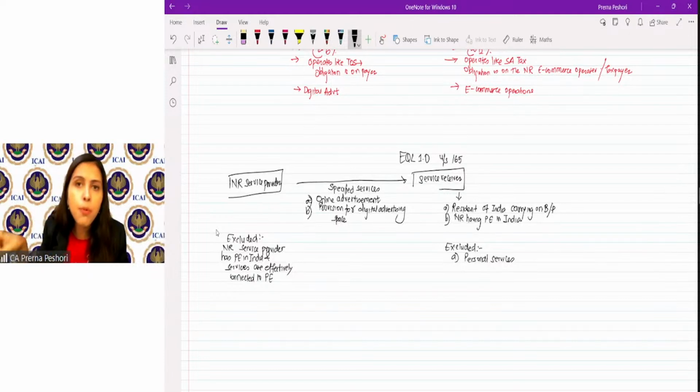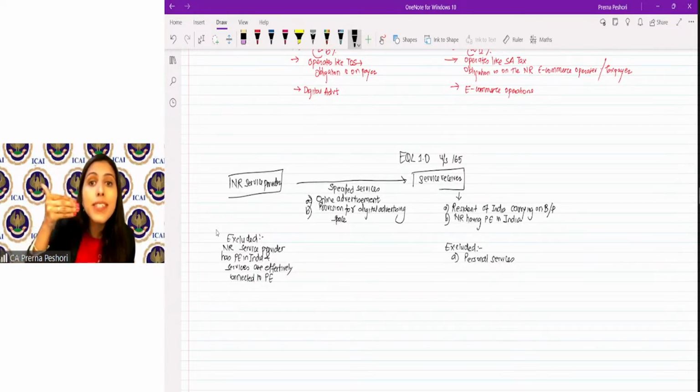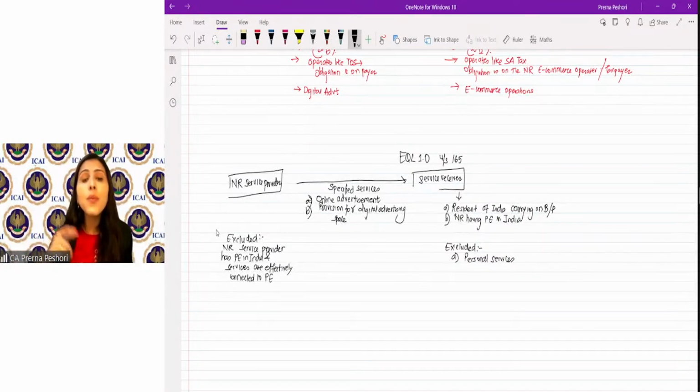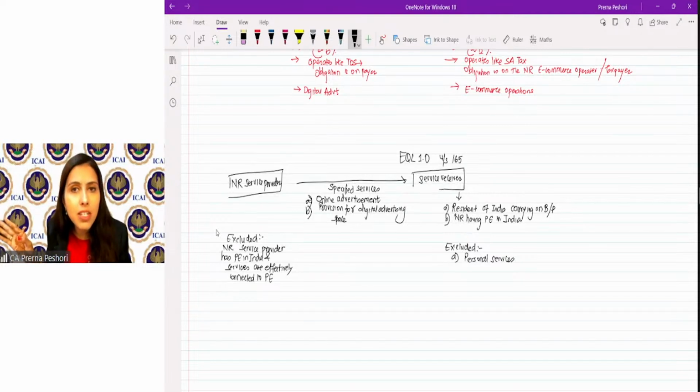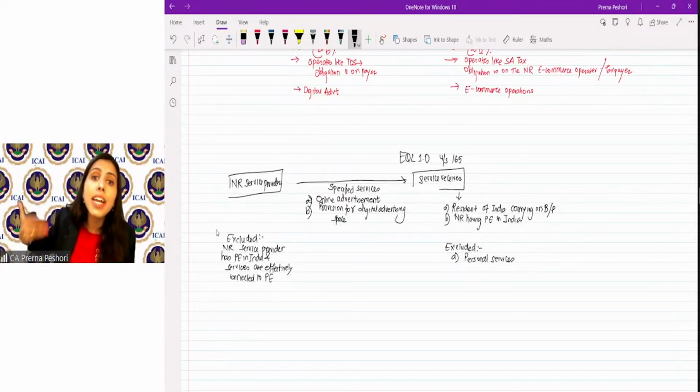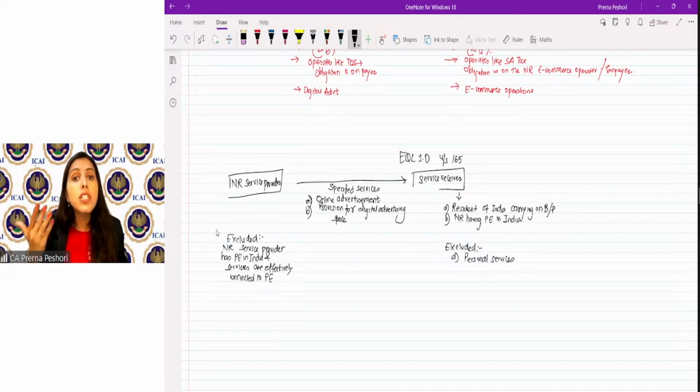The entire problem is arising because the person who is carrying out the business does not have a PE, does not have a physical presence, and that's why we brought in the concept of SEP and the equalization levy. But once you say that the service provider has a PE in India, you go to section 9. You are excluded from equalization levy. The service recipient can have a PE in India. A non-resident service recipient can have a PE in India. But if the service provider has a PE in India, then you are already covered under section 9, business connection.